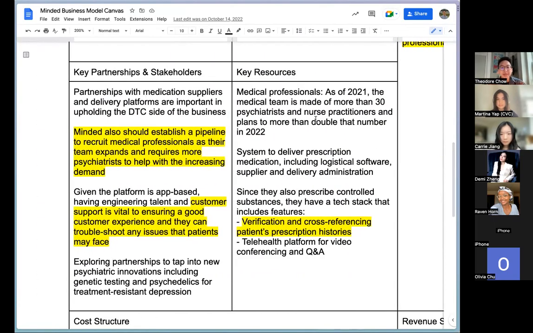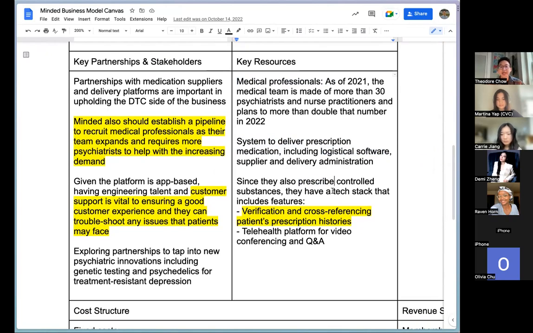But yeah, so for Minded, they have their key resources: their medical professionals, their system to deliver prescription medication, including logistical software and supplier delivery information. They also obviously need a tech stack to verify and cross-reference patients' prescription history, as well as a telehealth platform, something like Zoom for video conferencing and Q&A with the different folks involved in the psychiatric process. Their partnerships mainly involve medication suppliers, as well as the way in which they deliver the medications.